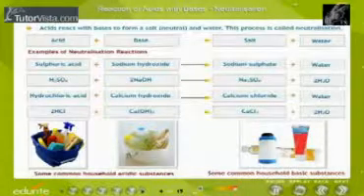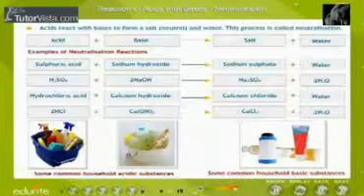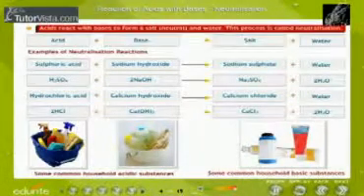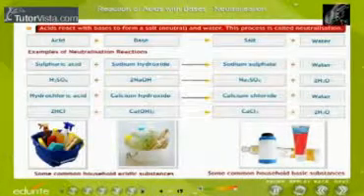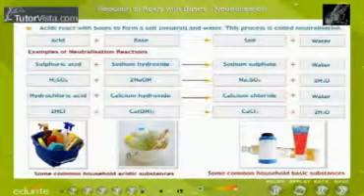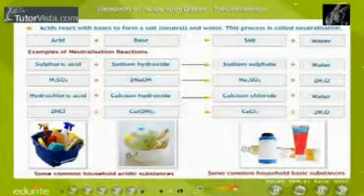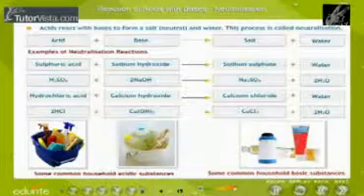Reaction of acids with bases. Neutralization. How do acids and bases react with each other? Acids react with bases to form a salt and water. This process is called neutralization. Water is neither an acid nor a base. It is neutral. Other substances that are neutral are classified as salts.